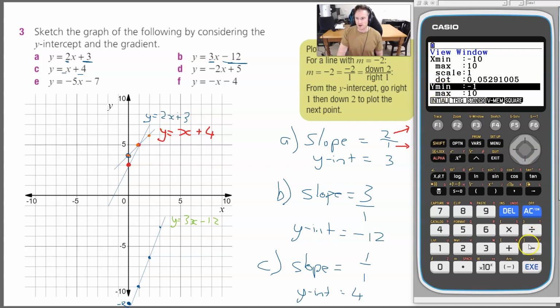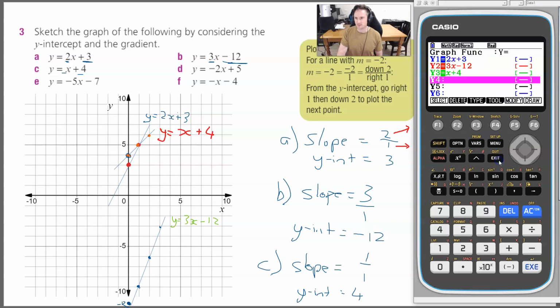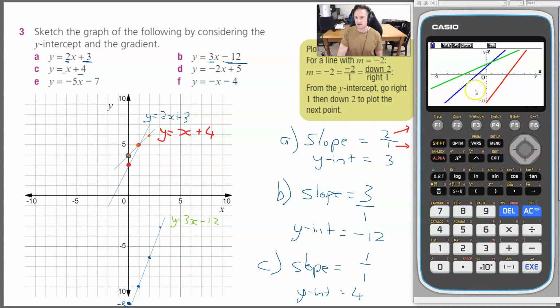Now the y-min, I might go -12 because remember this one went down to -12. And I'll do my max of 10, okay? And then I can just press exit and then I can press draw again, F6. And then it zooms out a little bit and you should be able to see these intercepts. Now, what I'm looking for is essentially, are the slopes of this similar to what I've got here? Now, it might look slightly different because of the perspectives, but it looks pretty good, okay?